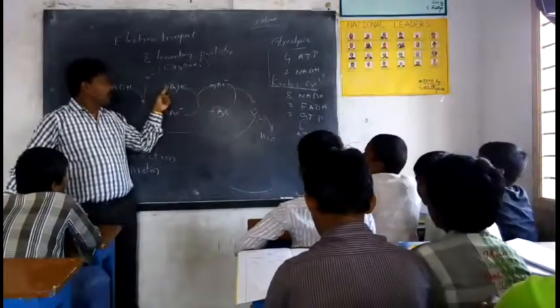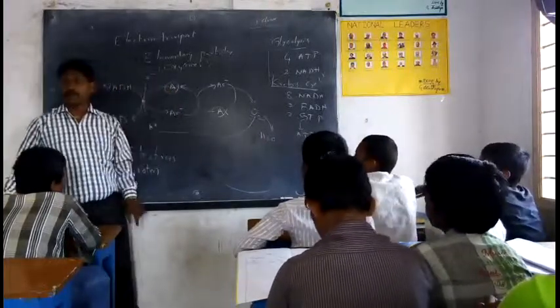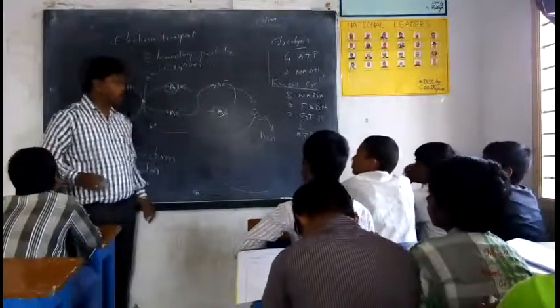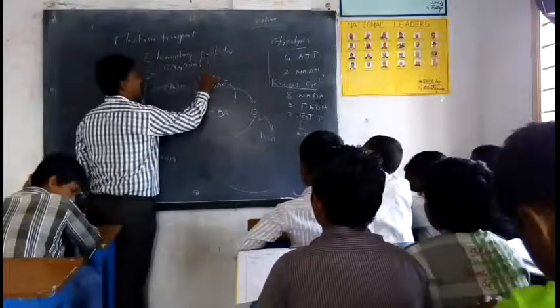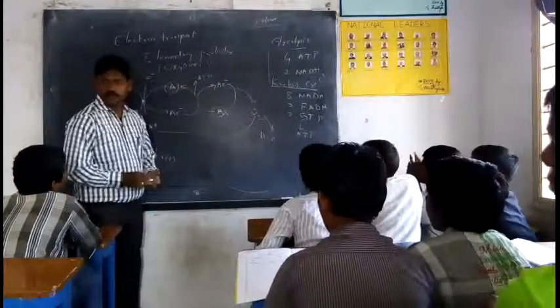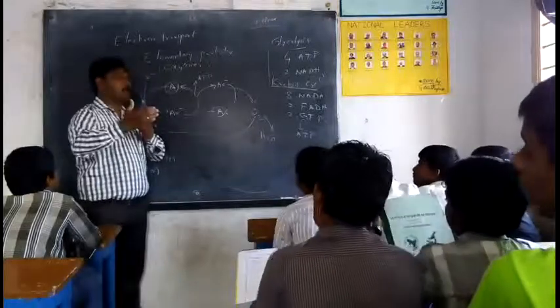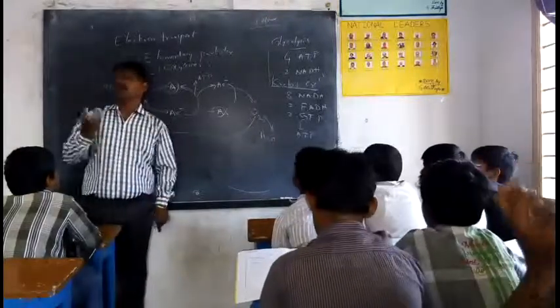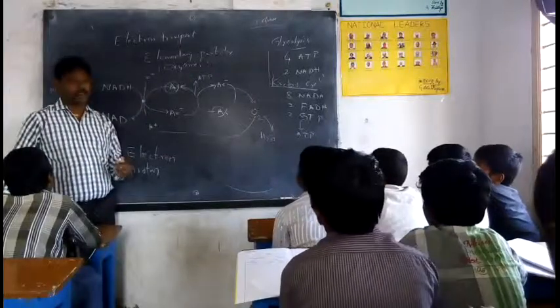When this electron is jumping from one acceptor to another acceptor, energy is produced. That energy is used for the production of ATP.